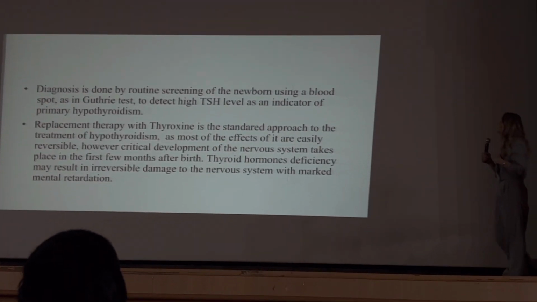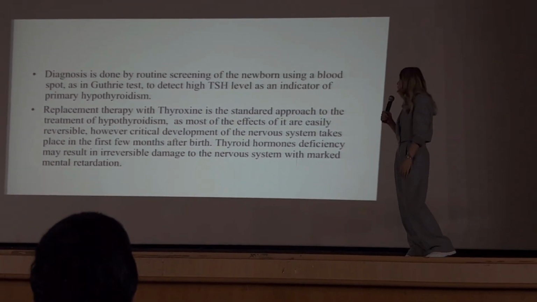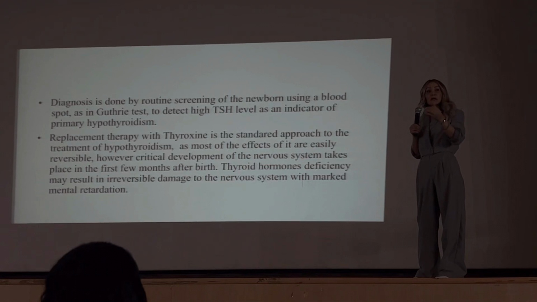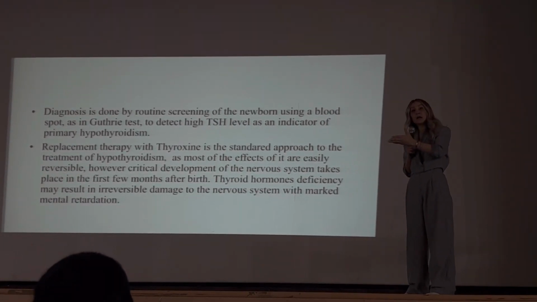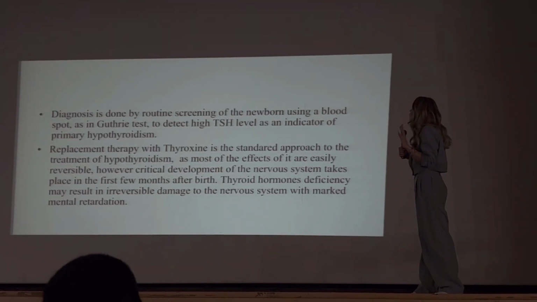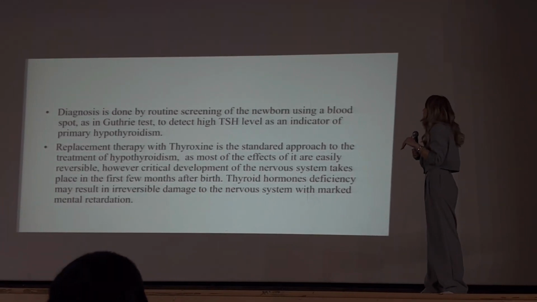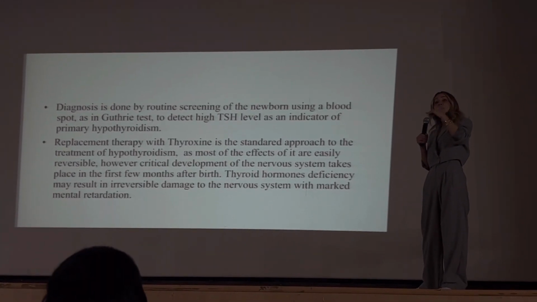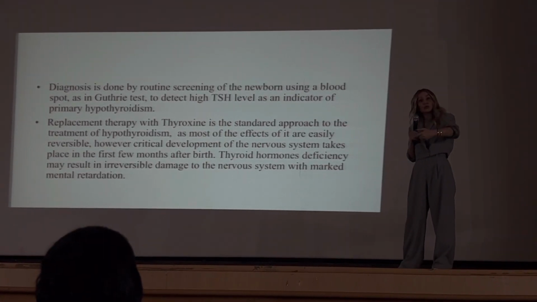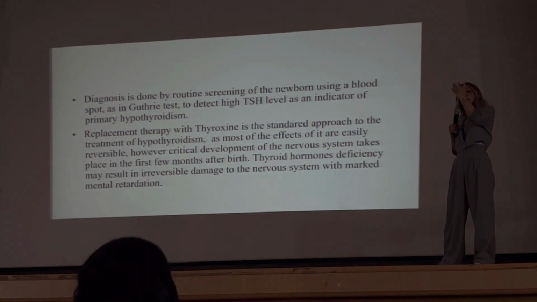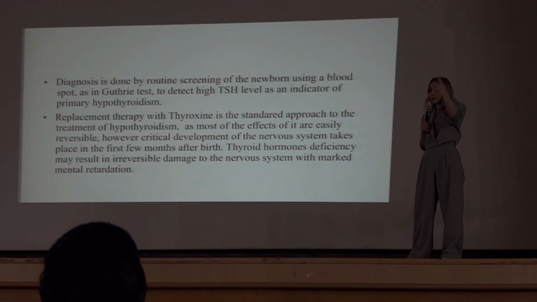Diagnosis is done by routine screening of the newborn using a blood spot, which is called the birth weight test. A blood examination of the thyroid hormones to detect a high TSH level. A high TSH level means primary hypothyroidism: the pituitary is responding because the thyroid gland is not producing enough hormone. So high TSH means this is the negative feedback mechanism.